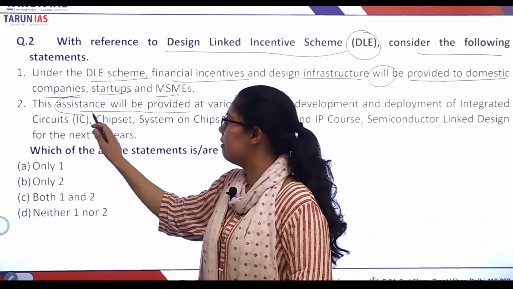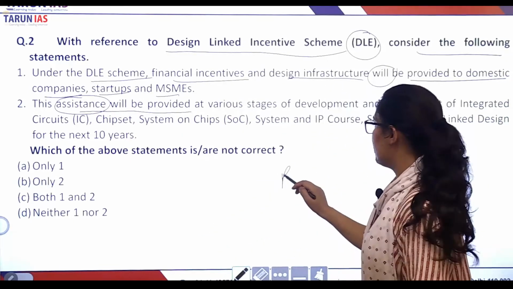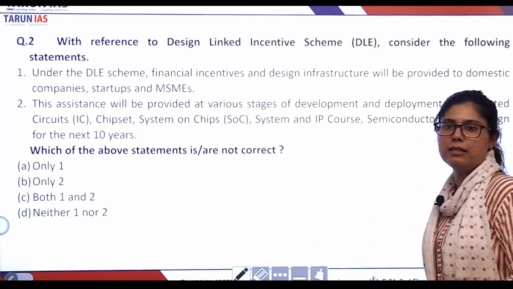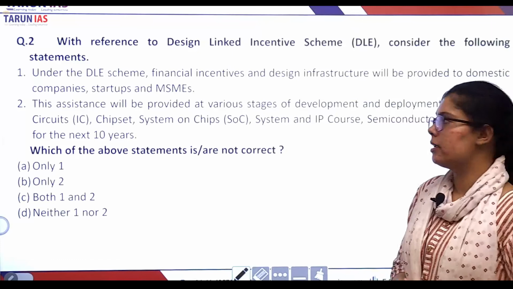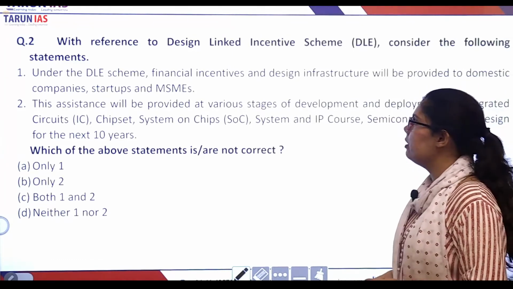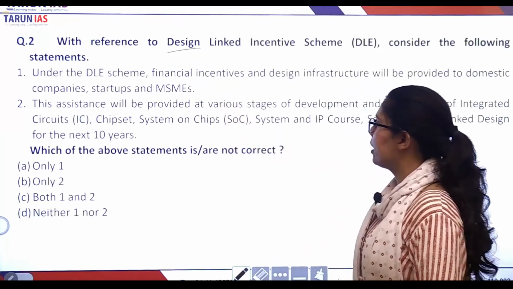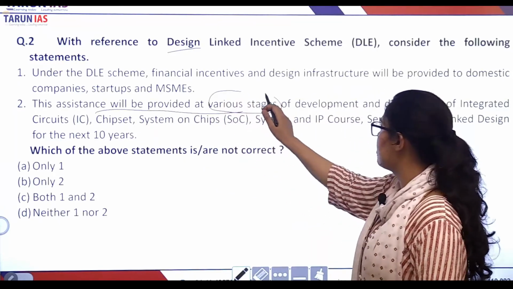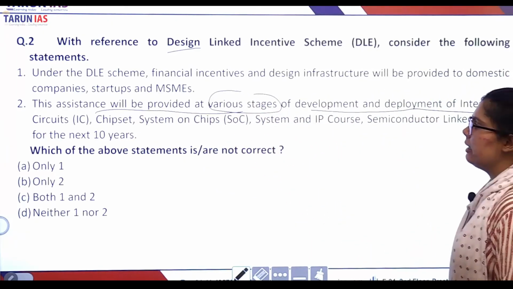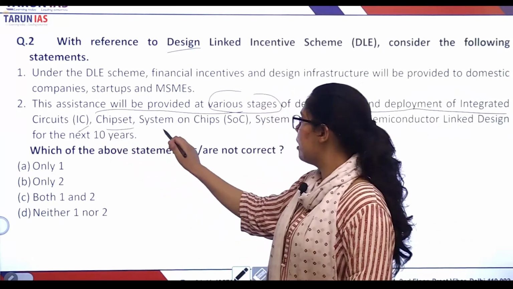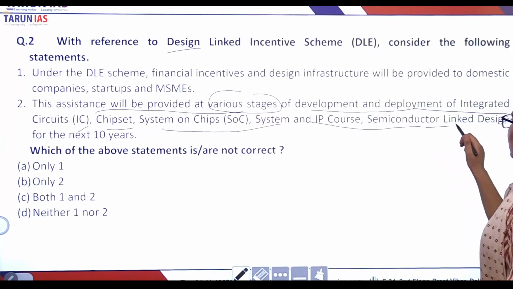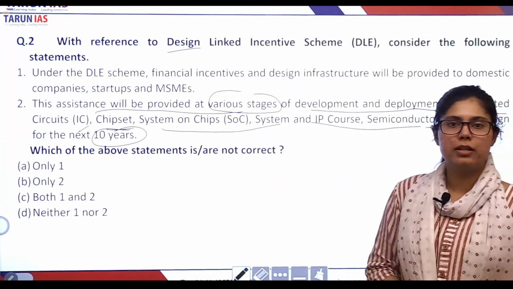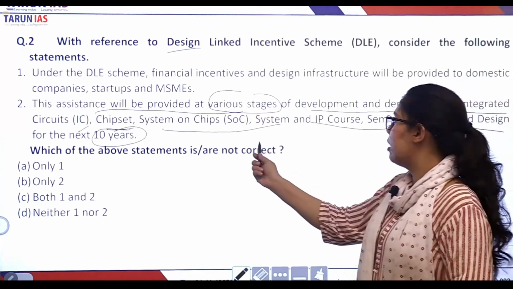Now regarding assistance, you must have heard about the PLI scheme, the Production Linked Incentive. Now this is Design Linked Incentive, that was Production Linked Incentive. The more the production will be, the more the incentive will be. That means incentive will be given depending upon your design. And the next statement is the assistance will be provided at various stages of development and deployment of integrated circuits, that is IC, the chipsets, the system on chips and system and IP core semiconductor linked design for the next 10 years.